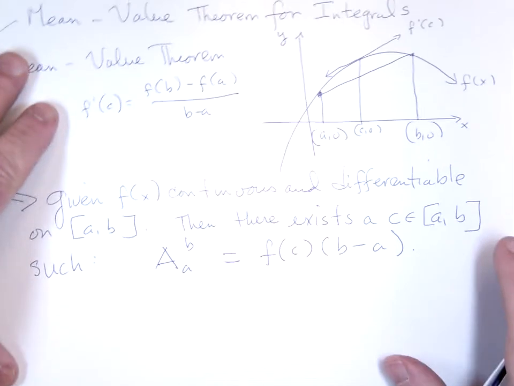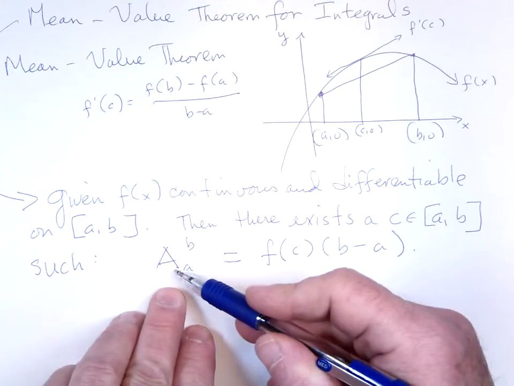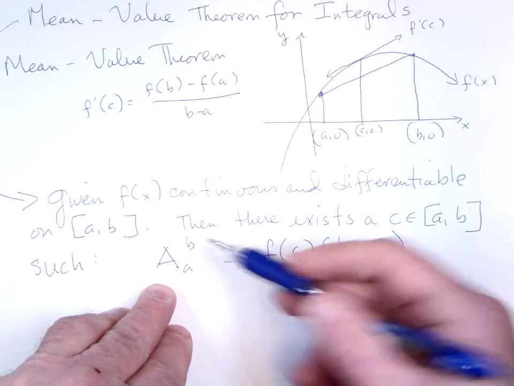So, here's what. Yes, Danielle. What's the weird looking triangle thing? That's an A. I wasn't making fun of you. That's the area from A to B.